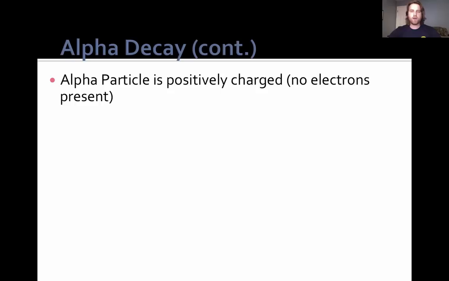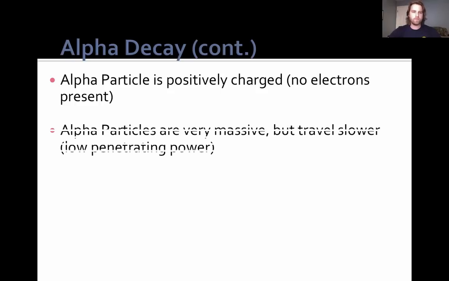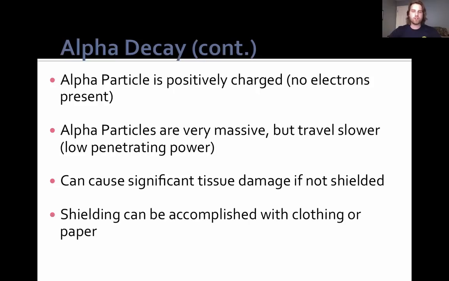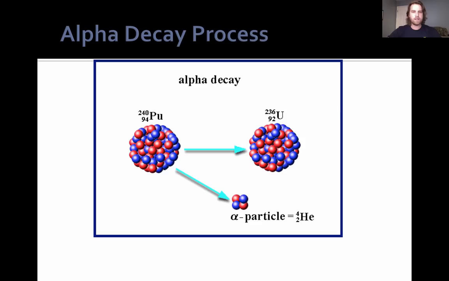Alpha particles are positively charged, like I said. They don't have any electrons whatsoever. Alpha particles are very massive, but they actually travel pretty slow, so they have what we call a low penetrating power. They can cause significant tissue damage if you're not shielded, but fortunately you can shield yourself from alpha particles with clothing or paper. Pretty easy.